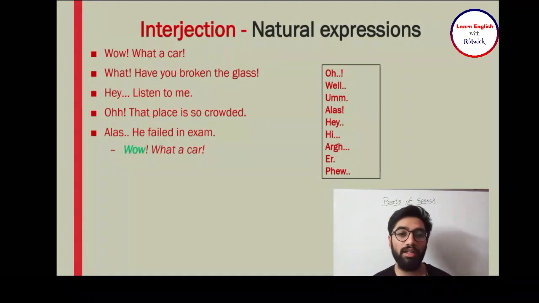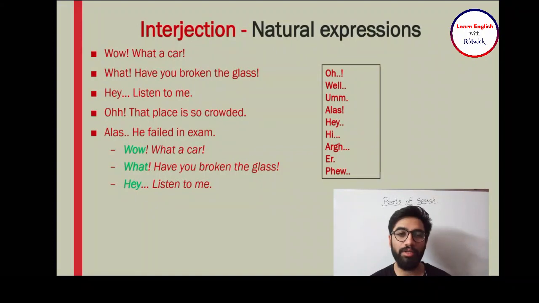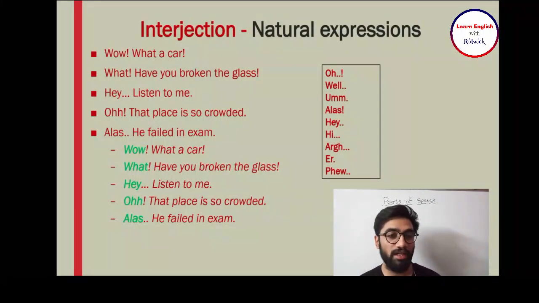The first sentence says, wow, what a car. In this sentence, we are showing how amazed we are. The second sentence, what? It's a feeling of surprise, that we are surprised to see something, a broken glass. Hey, it's a very common expression we use every day. In the next sentence, oh, that's a word which shows our sentiment when we are not happy or something which we were not expecting. And the last sentence, alas, shows a feeling of sadness because we heard that he failed in exam. So this is about all the parts of speech and I'm sure that you must have understood this.